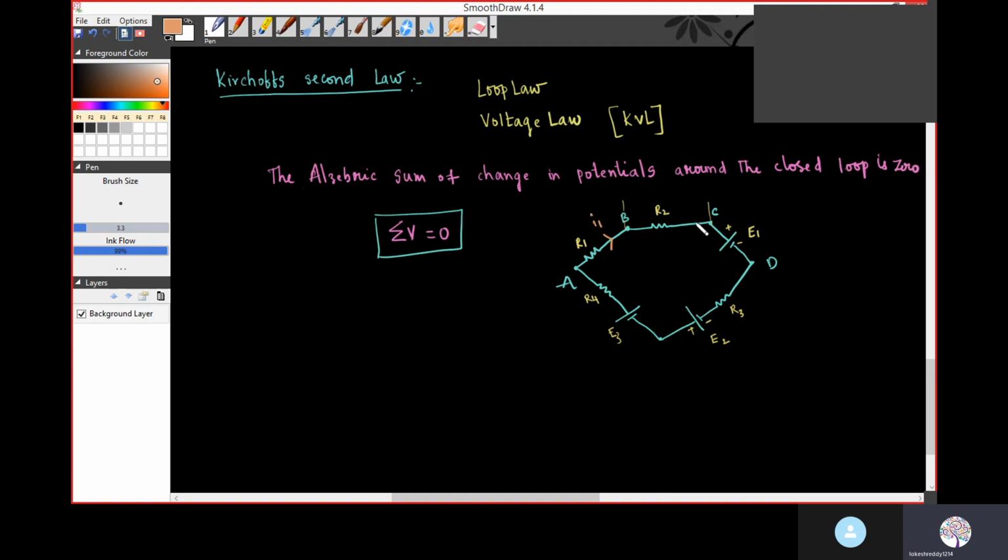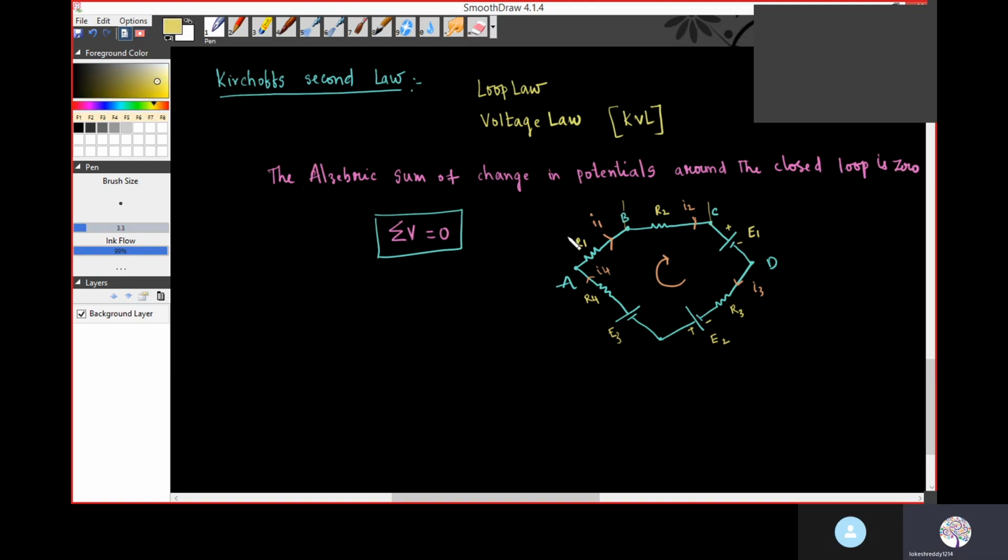Now this current here is I2. This is I3, and here it is I4. Let us assume that current is flowing in this direction. If the current is flowing in this direction, then I'll start from A, and then I will end up at A. This is a loop.